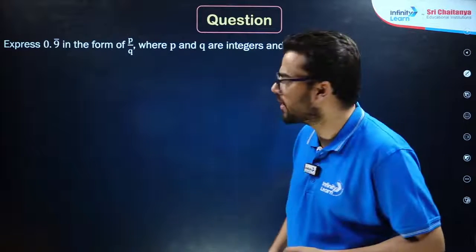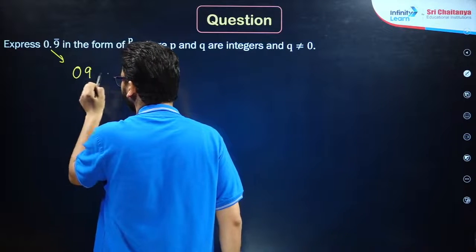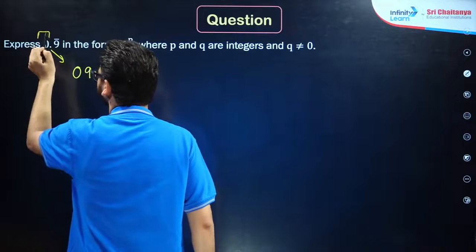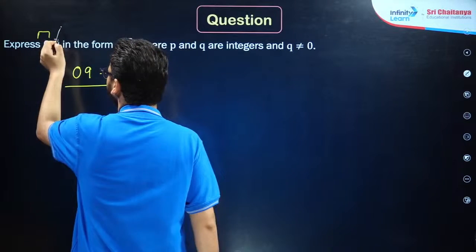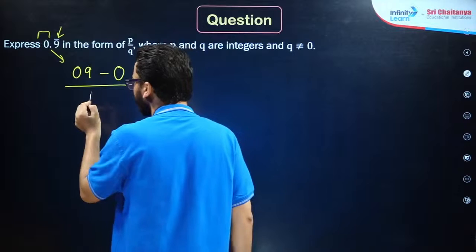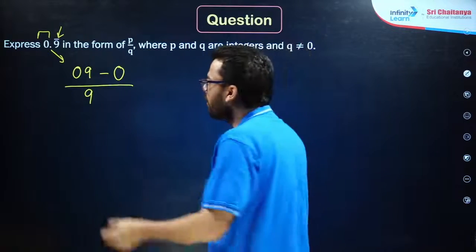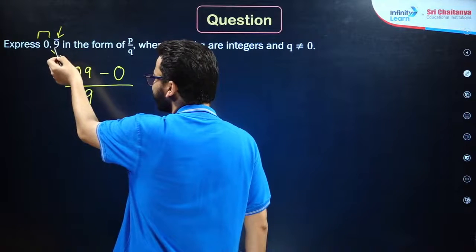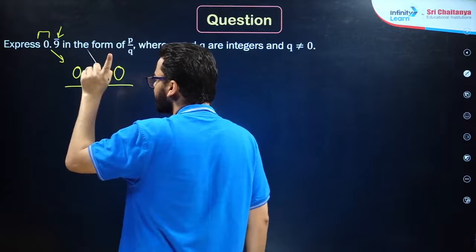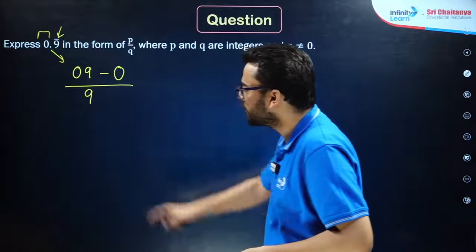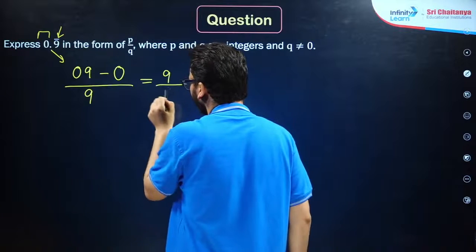Correct, that is 1. You can use the shortcut. So you see what you will do: write the complete number minus the digit on which bar is not there, divided by... there is only one digit on which bar is there, so 9 will come, right? Now how many digits after the decimal are there on which no bar is there? No such digit is there, so therefore no 0 will come in the denominator. So the answer is nothing but 1.